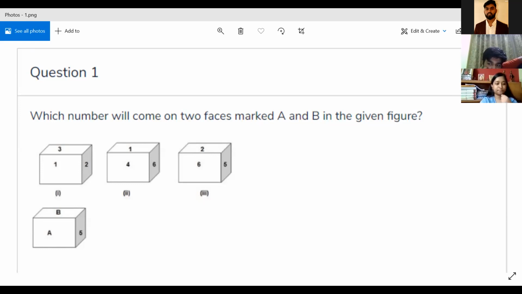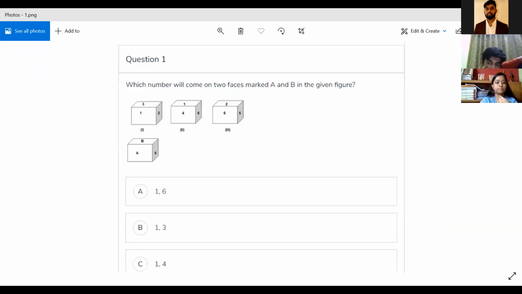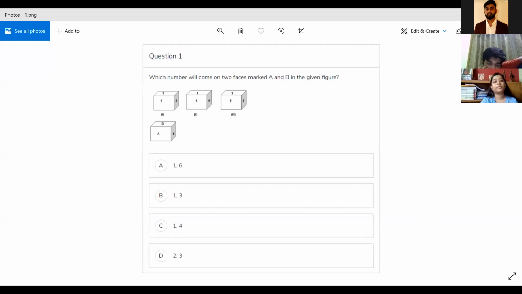Now, if we look at the options, option A has 1 and 6. 1 cannot come, so it's incorrect. 1 and 3, 1 cannot come, it's incorrect. C, 1 cannot come, so C is also incorrect. Over here we have 2 and 3, so this might be the correct one.